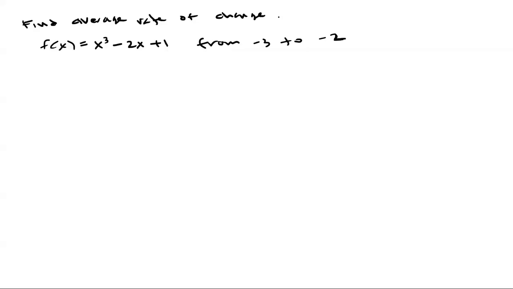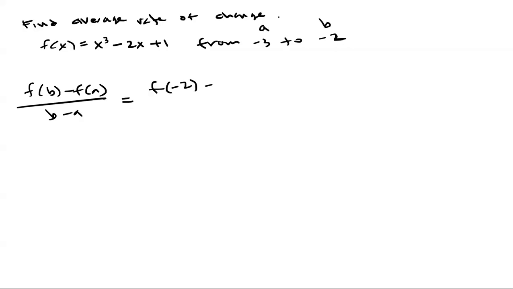Okay, so again, trying to find the average rate of change of this function from negative 3 to negative 2. So we're going to use the formula f of b minus f of a over b minus a. So this is going to be a to b. So we're going to have f of negative 2 minus f of negative 3 over negative 2 minus negative 3.